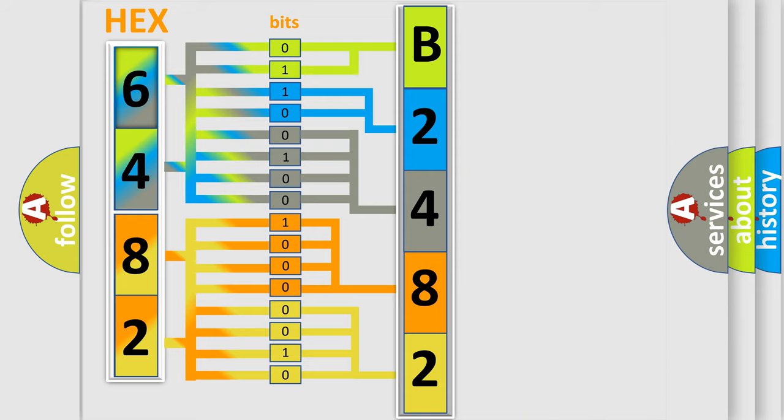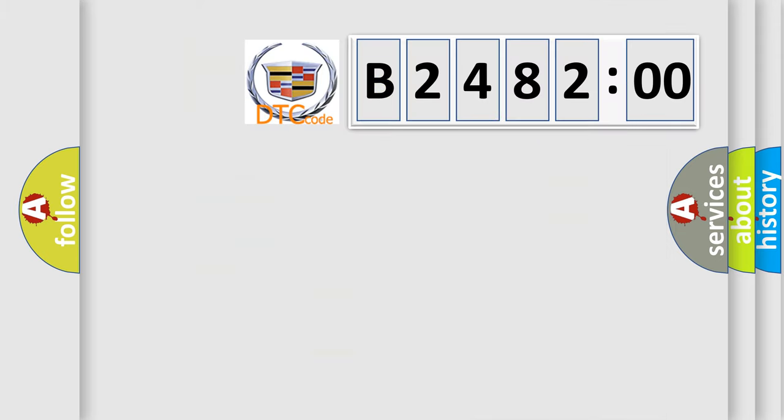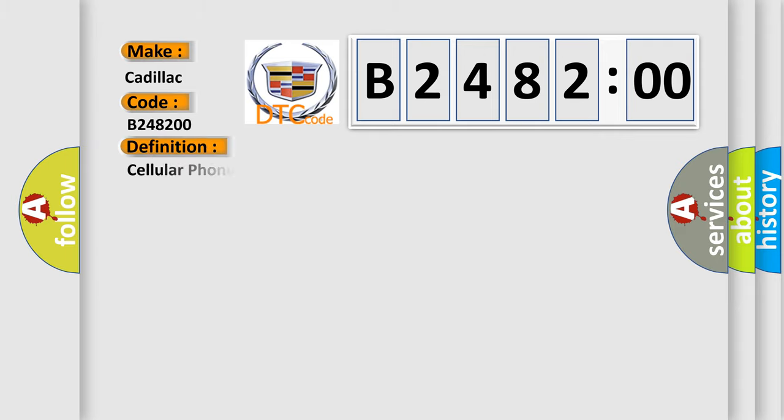We now know in what way the diagnostic tool translates the received information into a more comprehensible format. The number itself does not make sense to us if we cannot assign information to what it actually expresses. So, what does the Diagnostic Trouble Code B2482-00 interpret specifically for Cadillac car manufacturers?